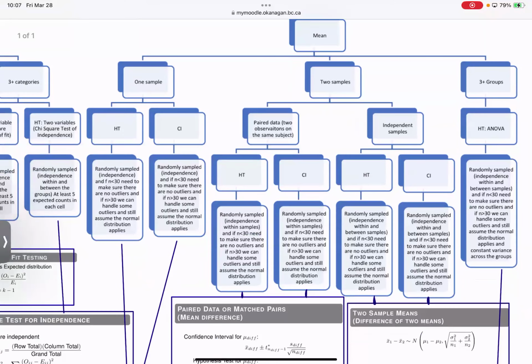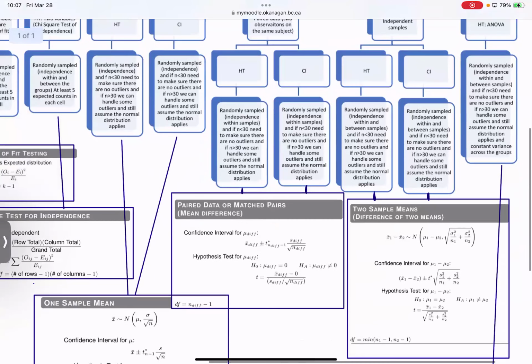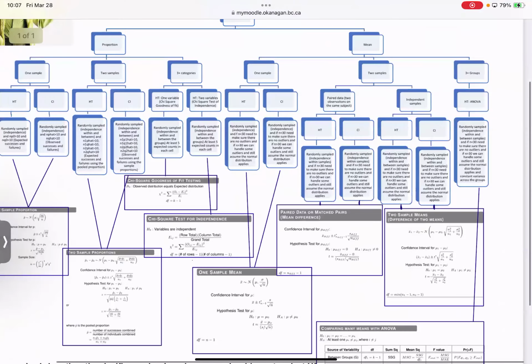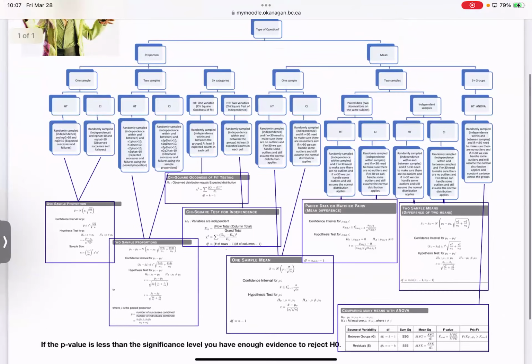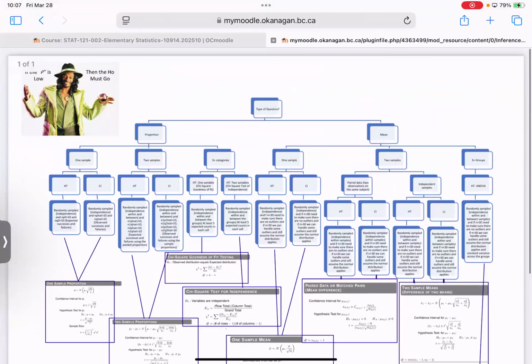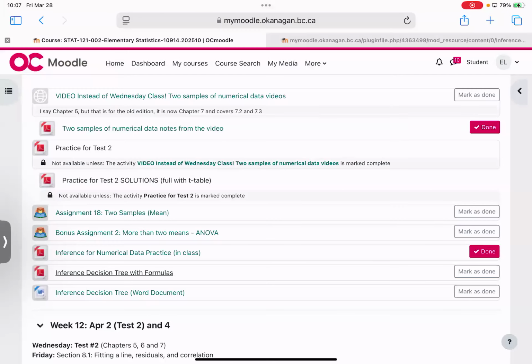But for two samples, we have either paired data, two observations on the same subject, or two independent samples. We're going to focus on those two today because that's what you watched the video on. I think I even snuck in a sneak preview. For paired data especially, it just becomes a one sample means type of question for the differences. I posted that.